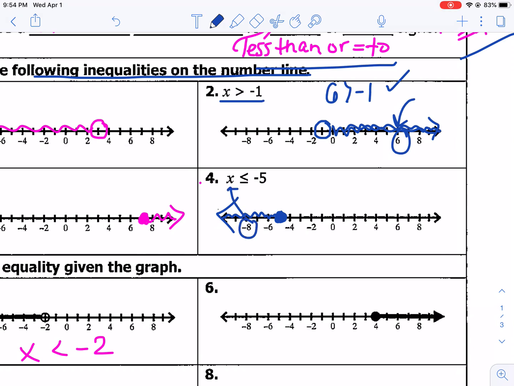I can plug any number in for it. Is -8 less than or equal to -5? Yes. And if you recall, we can use -5. That could be a solution. That's why it's a closed circle. -5 is less than or equal to -5, so that works as well.